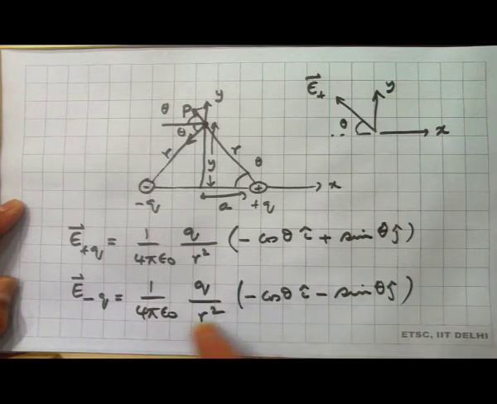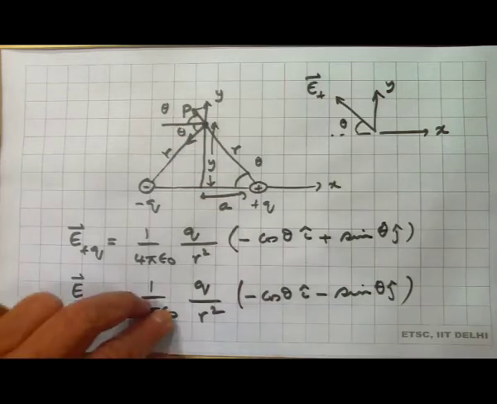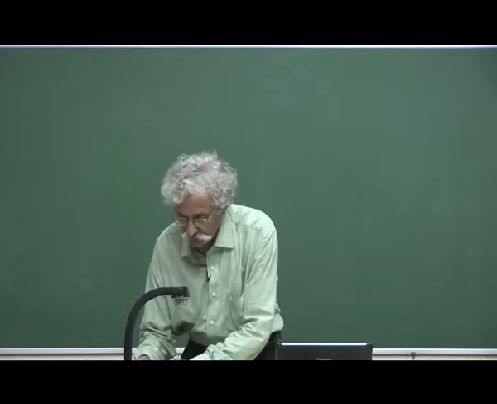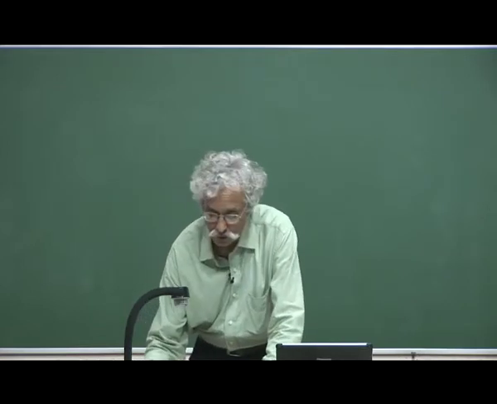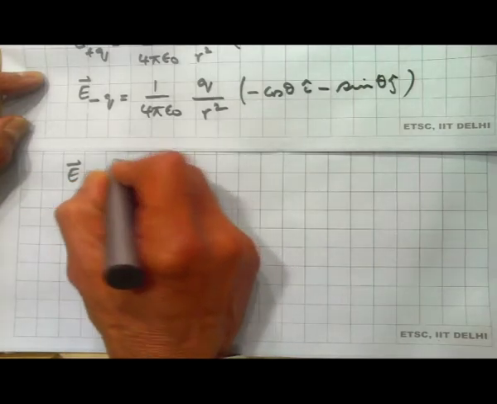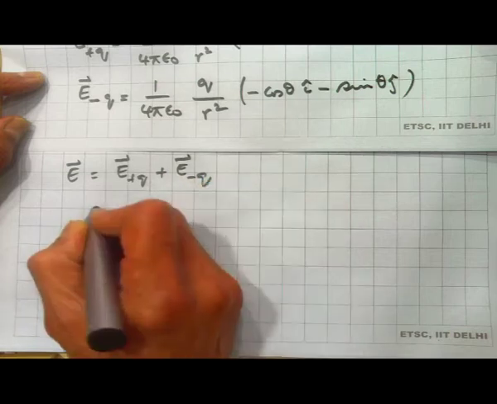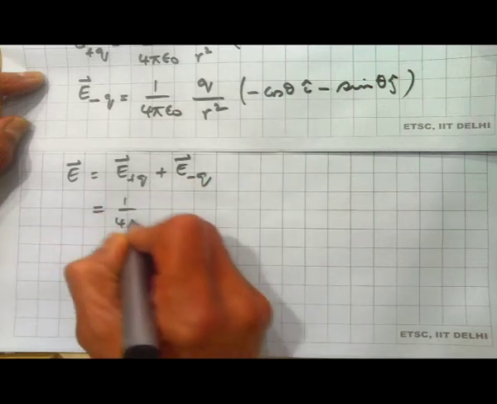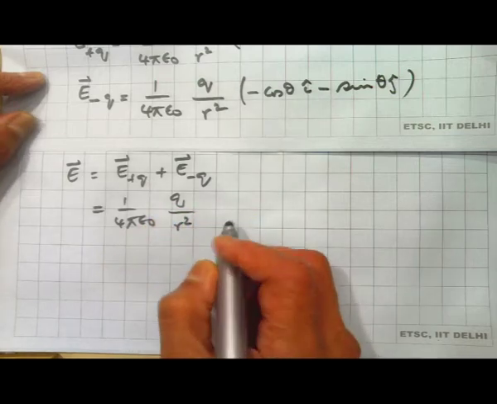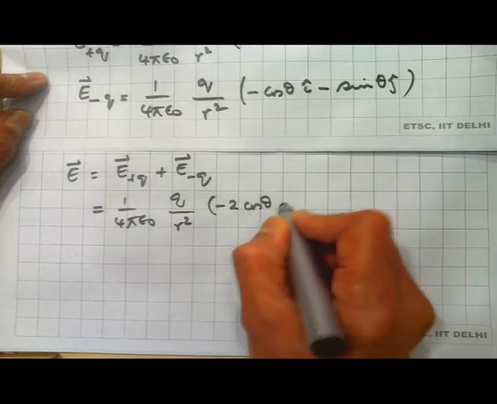So, the electric field of the minus charge is along this direction, the electric field of the plus charge is along this direction. So, I can calculate the total electric field at the point P, which is given by E is equal to E because of plus q plus E because of minus q, which is equal to 1 by 4 pi epsilon 0 q by r square. So, I get minus 2 cos theta i cap.